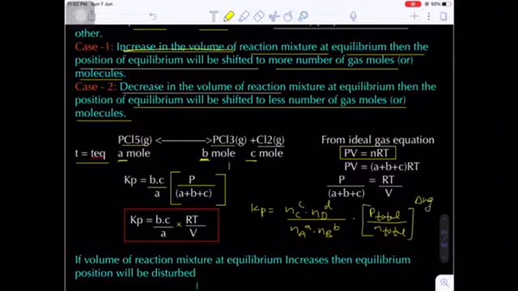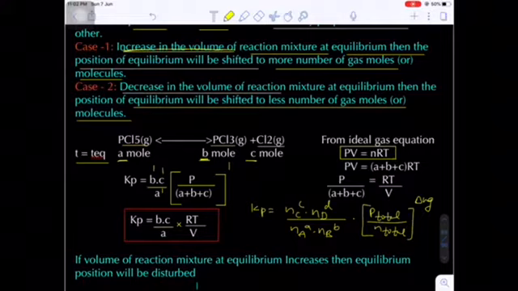Now the number of moles of products B and C have stoichiometry 1, so B to the power 1, C to the power 1, divided by the number of moles of reactant PCl5, A, with stoichiometry 1. The total pressure, let's suppose, is P. The total number of moles is A plus B plus C, whole to the power 1.